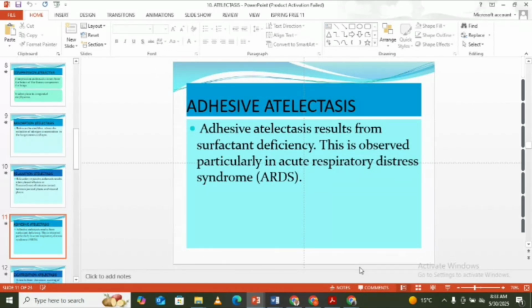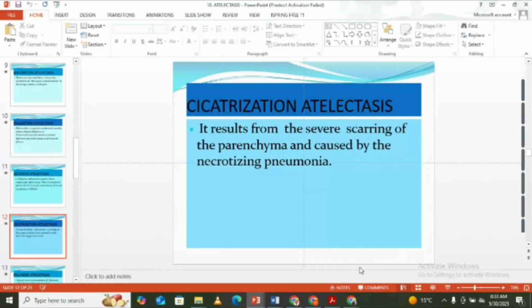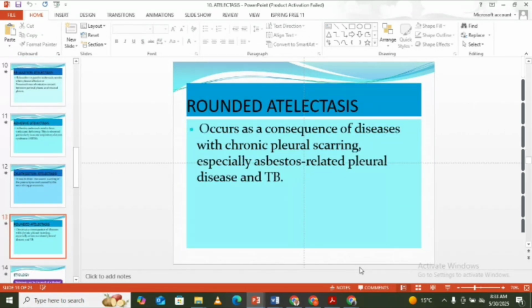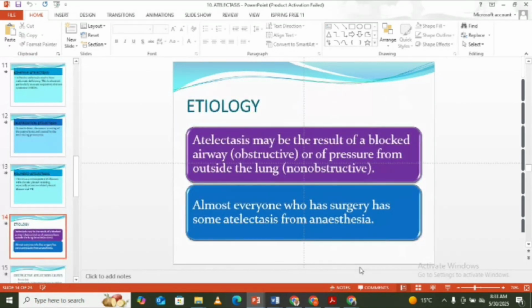The adhesive, usually from deficiency of the surfactant, which can be seen mostly in patients with acute respiratory distress syndrome. The cicatrization, which is scarring of the parenchyma from necrotizing pneumonia. The rounded atelectasis, the scarring of the pleura, more especially in those with asbestos-related pleural disease, and also those with TB.